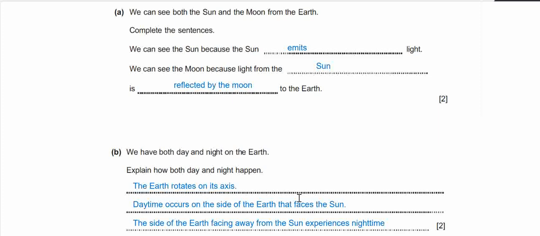Alright, let's move on. If you have any other alternative answer and you need to clarify, please write down in the comment section. We'll clarify to you. Next. Alright, this is just an illustration of how night and day happen here. The side that faces the sun will experience daytime, and the other side will experience nighttime. Right, next.